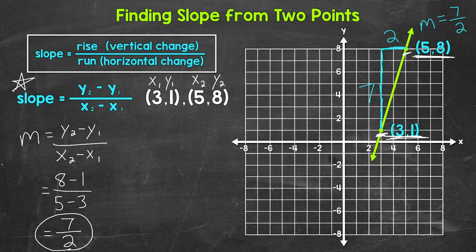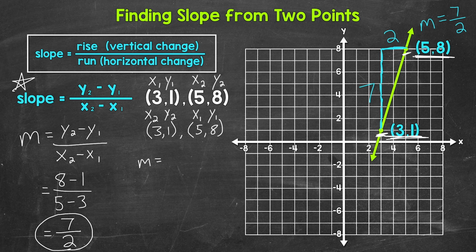Now before moving on, I want to show real quick that switching the first and second point will still give us the same slope. And what I mean by that is using 5, 8 as x1 and y1, and then 3, 1 as x2 and y2. So rewriting these, we have 3, 1 and 5, 8. So we're going to switch here. 3 is going to be x2 and 1 is going to be y2. 5 is going to be x1 and 8 is going to be y1.